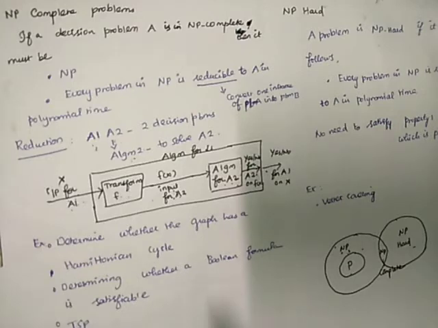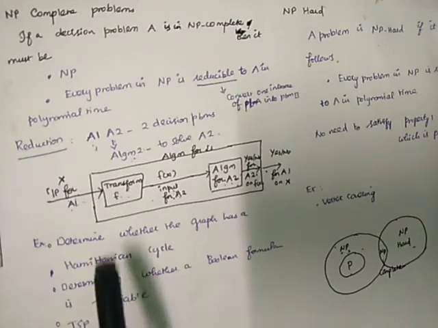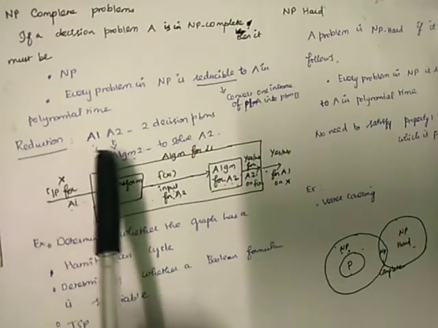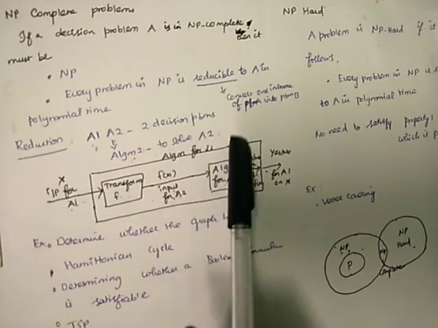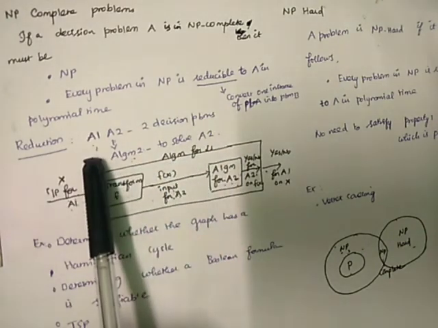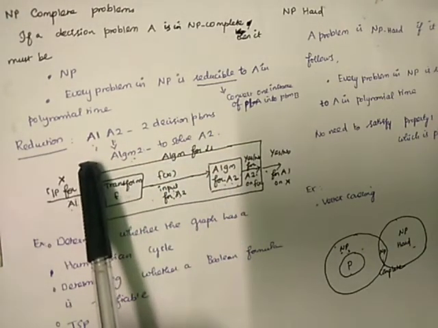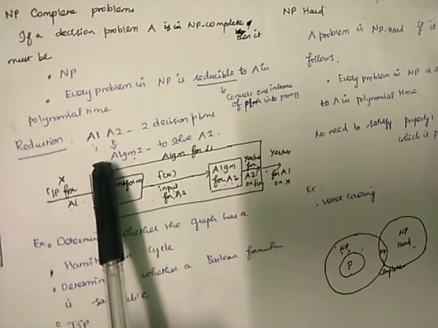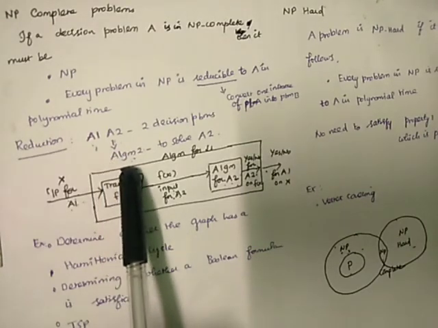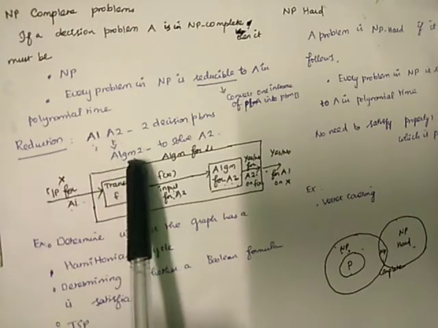Consider we are having two decision problems. Decision problem means it will produce the result as a yes or no answer. So we are having two problems, A1 and A2, which are two decision problems, and A1 doesn't have any known algorithm to solve, but the A2 problem has a known algorithm which can solve the problem A2 within polynomial time. So it is a P-type problem.